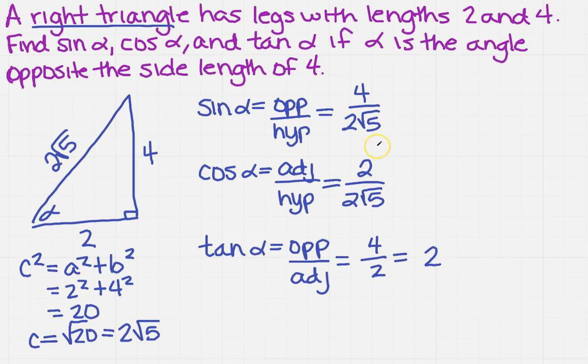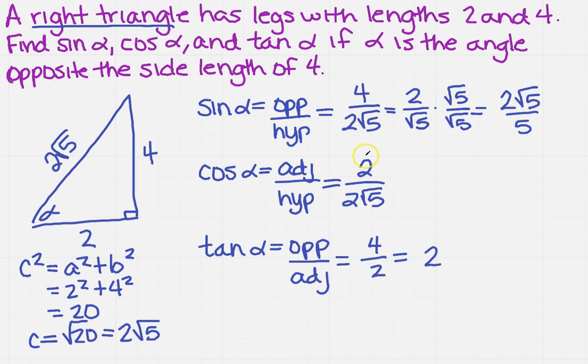Now what about the ones up here on top? Well, I've got a problem, right? I've got a radical in the denominator. So what I want to do first is simplify them. So that's going to give me 2 over the square root of 5. And then I'm going to multiply by the square root of 5 over the square root of 5, which is going to give me 2 square root of 5 over 5.